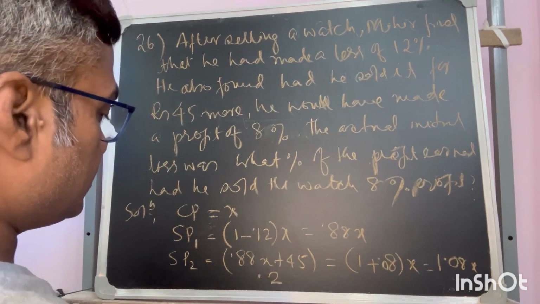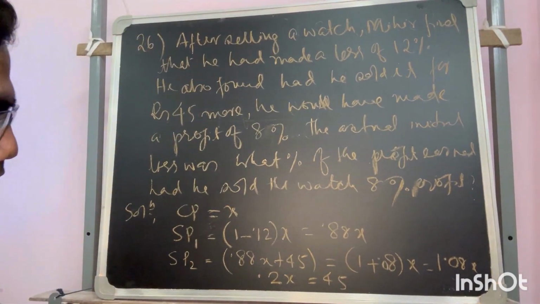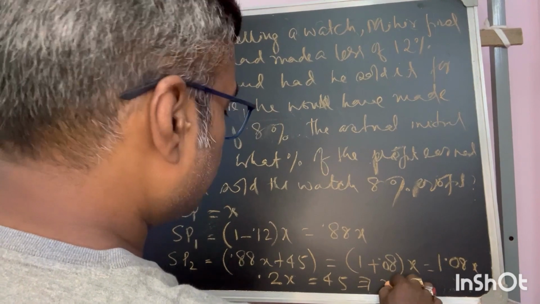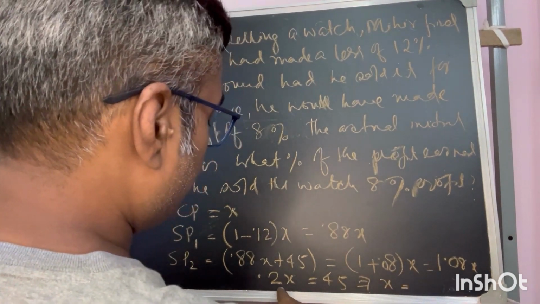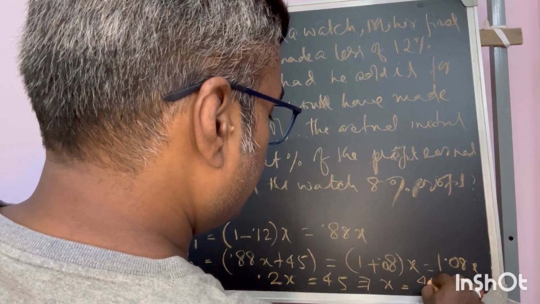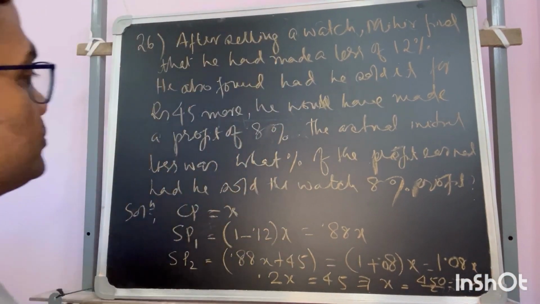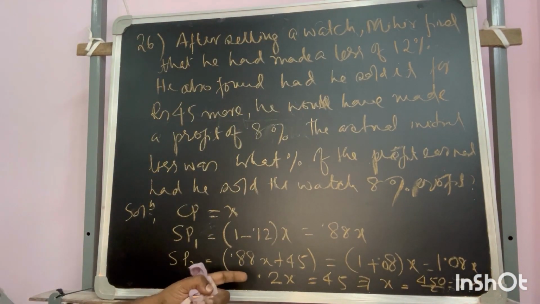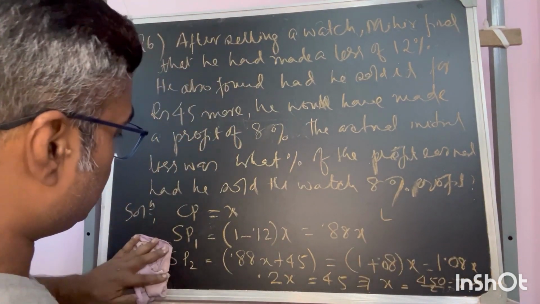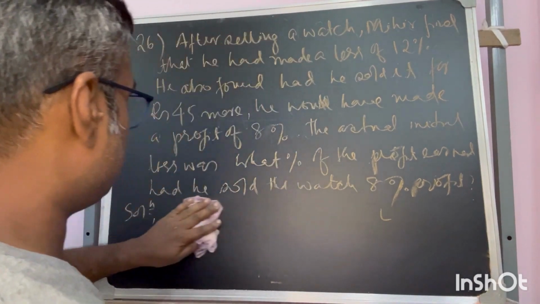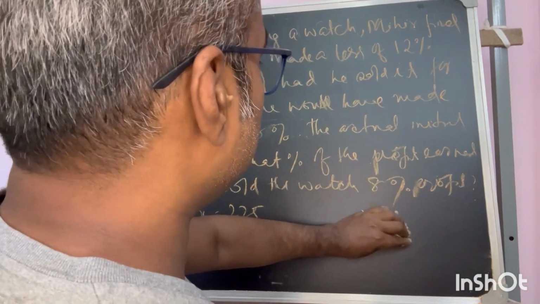0.2 of X is equal to 45, isn't it? So X, I assume, is the cost price, so X is equal to 45 upon 2, so 450 upon 2, that is equal to 225. 225 is the cost price. So if it is a cost price, the initial loss is, now this is okay. So the cost price X is 225, so the loss is how much?